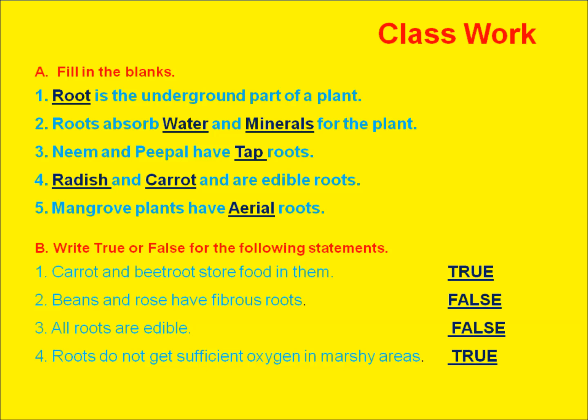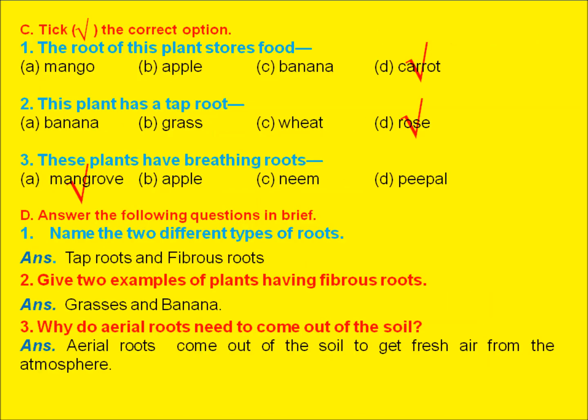Already I have given you assignments. Now I am sending you the answers to the assignment. Please check it and send it to me. Already a tick mark is given, and I think all of you can do it yourself. Now question D: answer the following questions in brief. Here you have to write the names of two different types of roots, as we know, taproots and fibrous roots. Next, give two examples of plants having fibrous roots. The answer is grasses and banana.